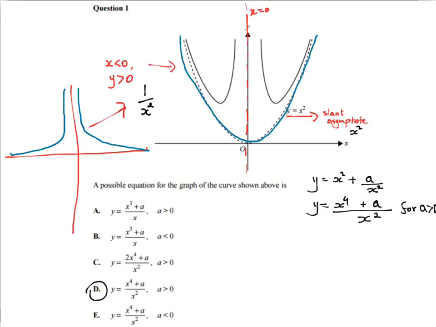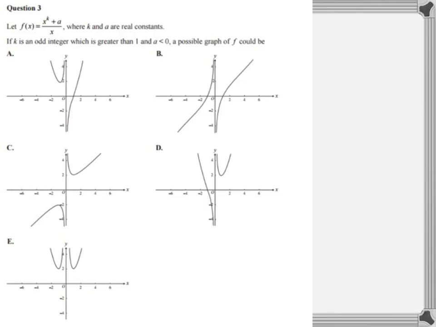Okay, next question. Now this one's similar. This time we've been given the equation, and we're going to have to work out the graphs. Which one's the correct graph for that? Okay, so this is x to the k plus a on x type thing. Now k is odd integers. So odd integers like your 3 and your 5 and your 7. So we're going to have this term here could be an x to the power 3, x to the power 5, or x to the power 7.